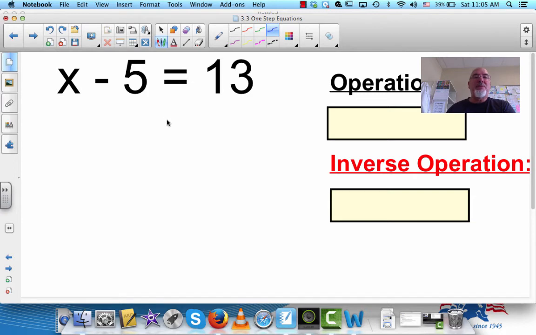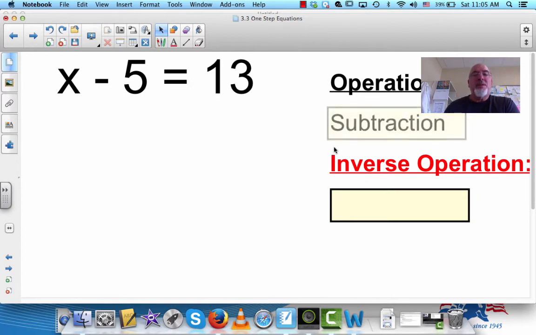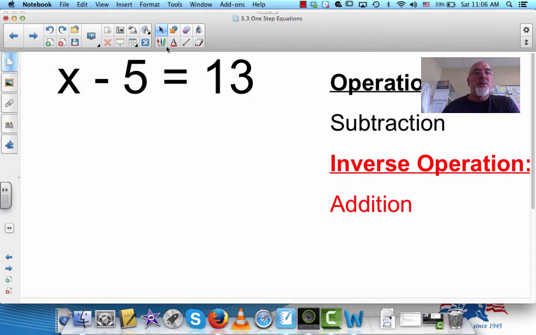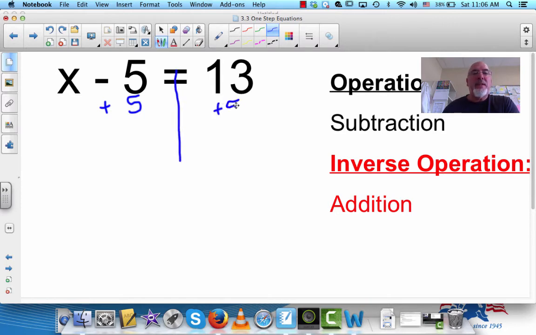Alright, x minus 5 equals 13. This is subtraction. That's the operation that we see here. And so the inverse operation of subtraction is addition. So what we're going to do is add 5 to both sides. Draw a line down from the equal sign. Add 5 to this side as well. These two cancel each other out, and you're left with x equals, and 13 plus 5 is 18.